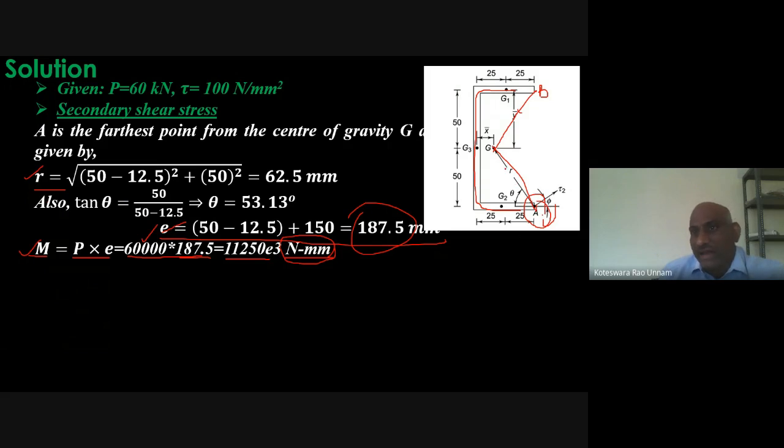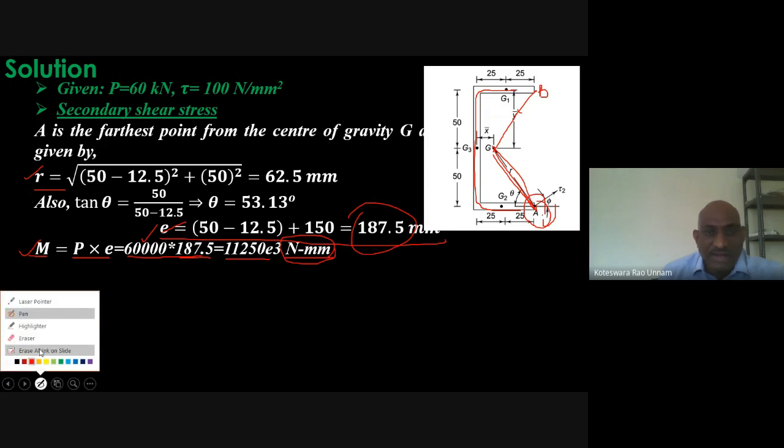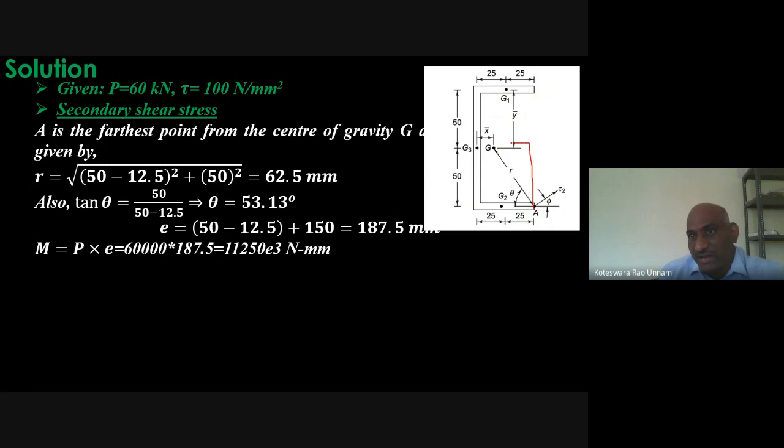For this point A, I need to calculate this R value, this distance. If I treat this as a right angle triangle and use the Pythagoras formula, I can calculate this distance R. The vertical distance is already given, that is 50, and we already calculated this distance, 12.5. In 50 you subtract 12.5, which is 37.5. So R is the square root of 37.5 square plus 50 square. That's what I did here, and R comes out as 62.5.